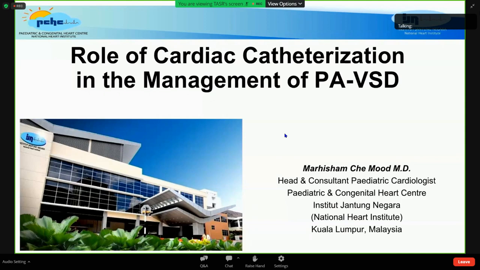So basically, this is a very broad topic: the role of cardiac catheterization in the management of PA-VSD. We know that PA-VSD management is a very wide spectrum, starting from the initial palliation, diagnostic, and can be therapeutic for future intervention in PA-VSD.